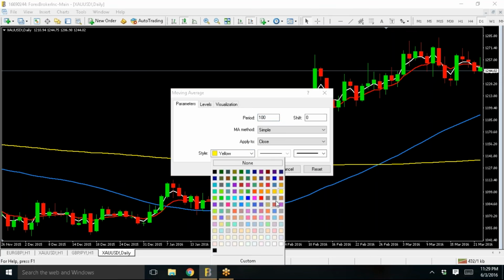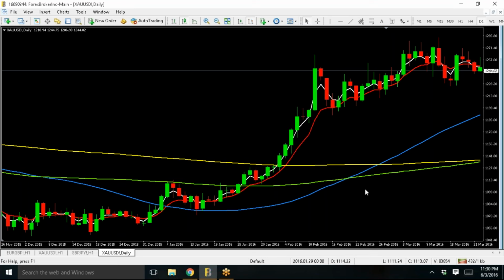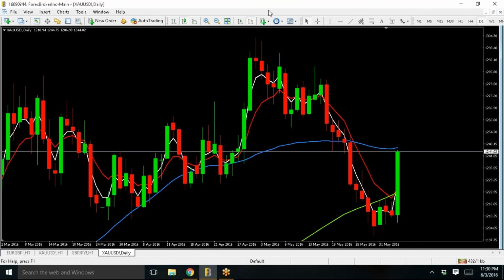Pretty much what that's going to show you is your swing highs and your swing lows. When your 50 crosses the 200, that's going to be your swing high. And when your 50 crosses below your 100, that's going to be the bears have control. That's going to be your swing low.